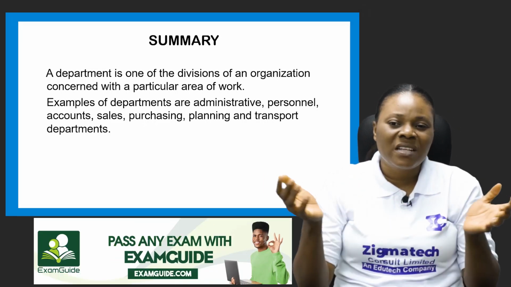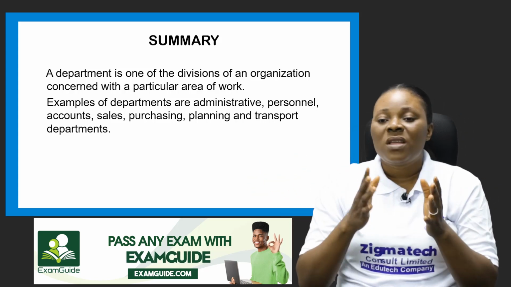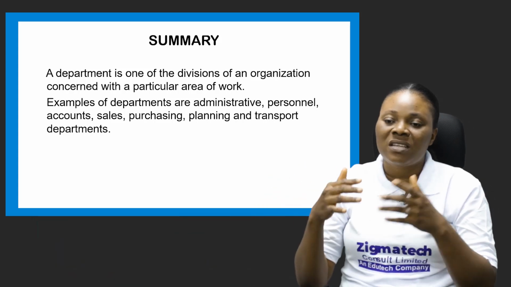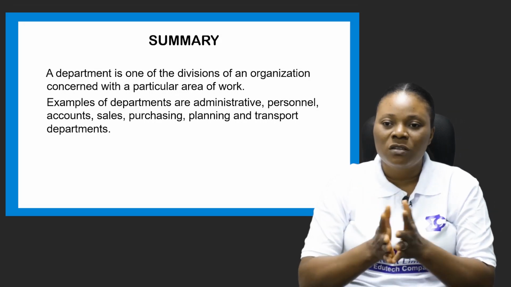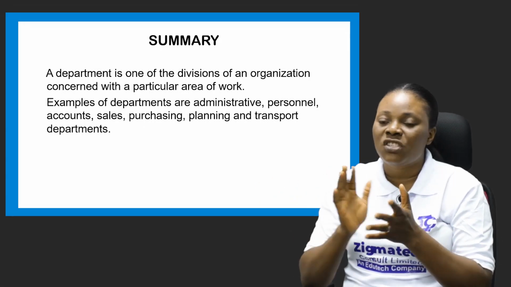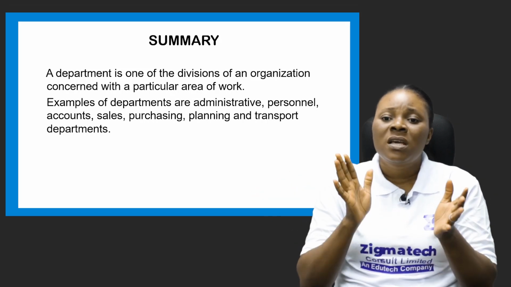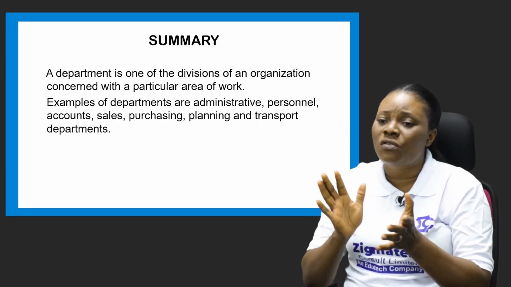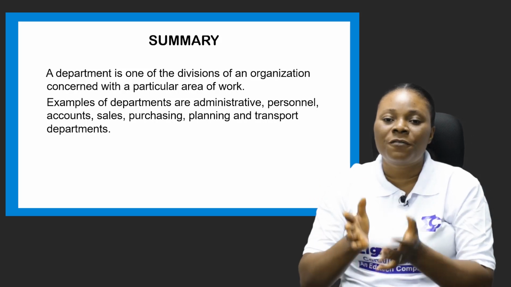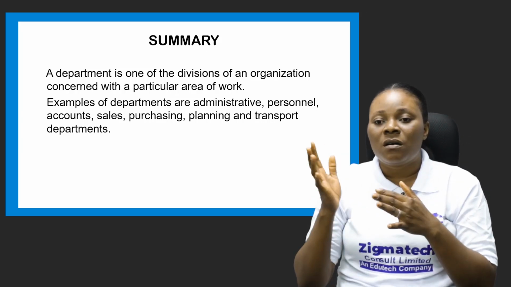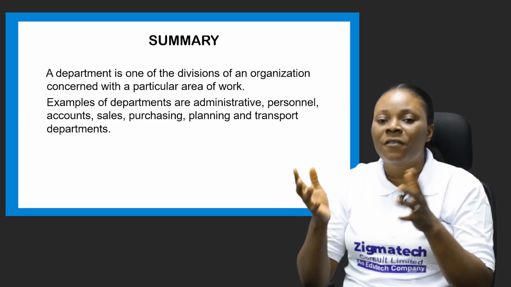We looked at different departments, like the administrative department, which we refer to as the nerve center of the organization. We said they are in charge of the general running of the activities of the organization. We also looked at the personnel department in charge of staff matters, staff welfare, staff promotion, staff benefits, staff compensation, recruitment, and all that. We also looked at the accounts department in charge of recording the cash flow of the organization, the inflow and the outflow of money.